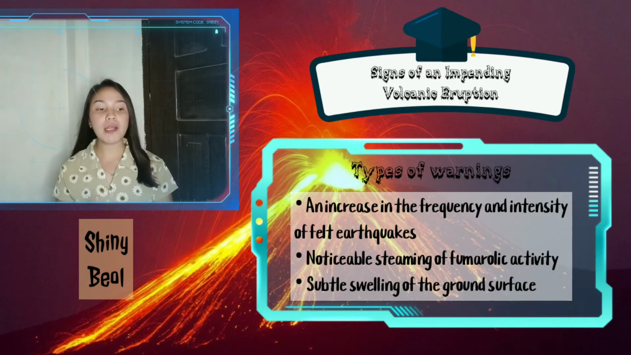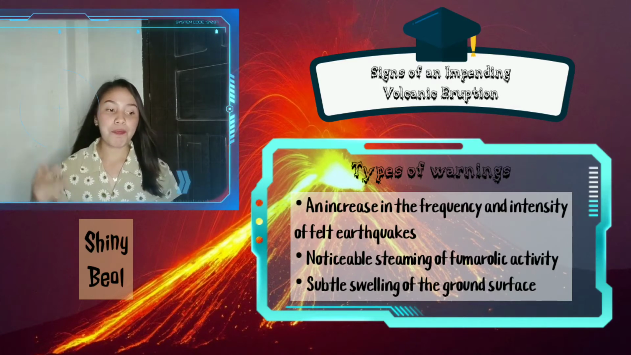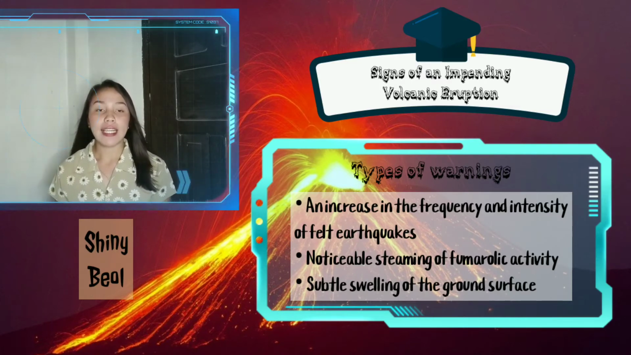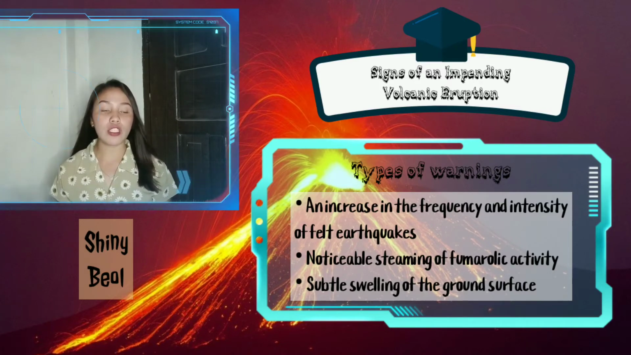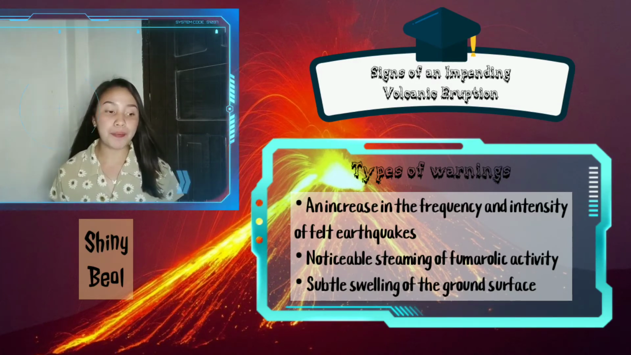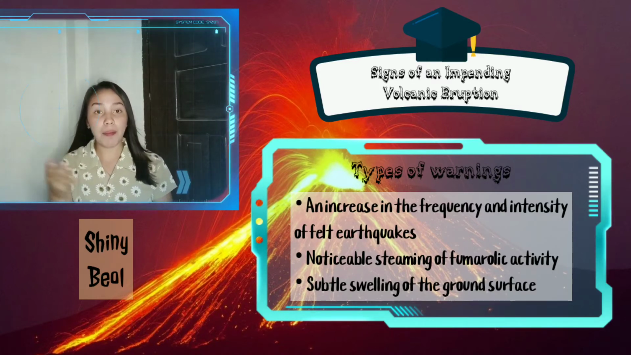Next is the noticeable steaming or fumarolic activity and new or enlarged areas of hot ground. So, isa rin sa mga sign ang pagkakaroon ng usok sa mga groundwater na malapit sa bulkan. At yun na nga, ang tawag doon ay fumarolic activity. Also, ang hot spring na malapit sa mga volcano ay nagkakaroon ng pagka-increase ng temperature.